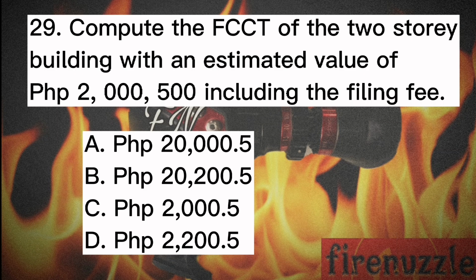29. Compute the FCCT of the two-story building with an estimated value of 2,500,000 pesos including the filing fee.